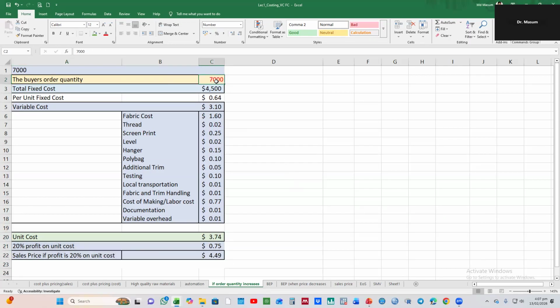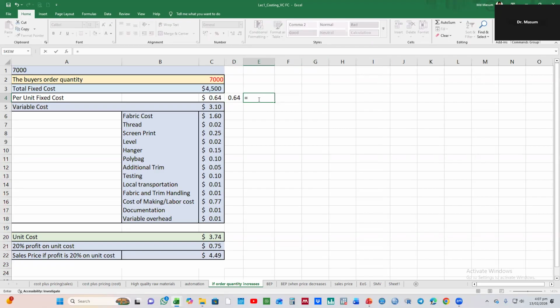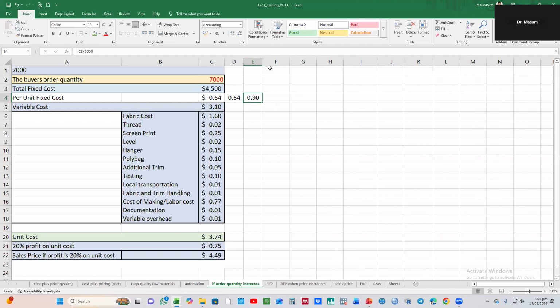Now, if the buyer is interested to offer 7,000 and if your fixed cost is still within your capacity, then what will happen? Your cost will decrease because your fixed cost, per unit fixed cost declined to 6.4 because 4,500 is divided by a more quantity. So per unit fixed cost has become 6.4. It was, in previous case, it was divided by 5,000. Per unit fixed cost was $9. So when you are producing more, your fixed cost decreases. So now, as the buyer is placing more quantity, what you can do? You can reduce your price.